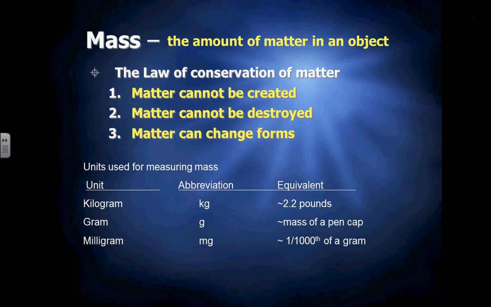The units we use for mass, the base units in the metric system, are grams. The most commonly used units are milligrams for small quantities, kilograms for larger quantities. A kilogram is about 2.2 pounds. Right? So 1 kilogram is about 2.2 pounds. A gram is about the mass of maybe the cap of a pen. And a milligram is a small unit. Obviously, there's 1,000 milligrams in a gram.